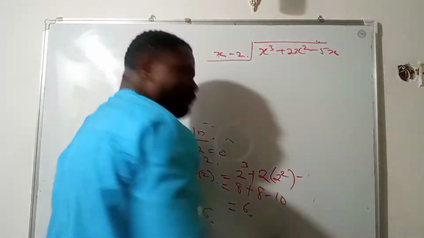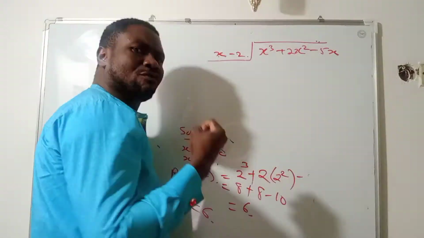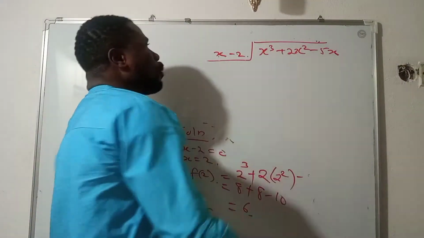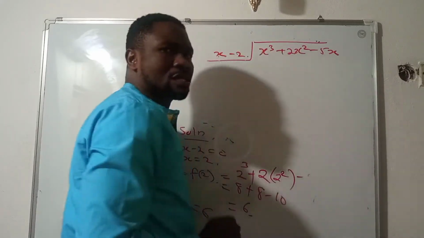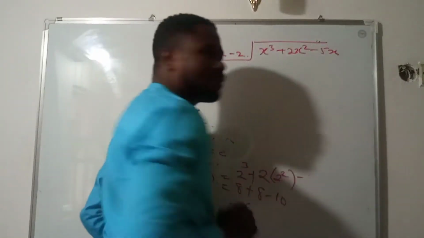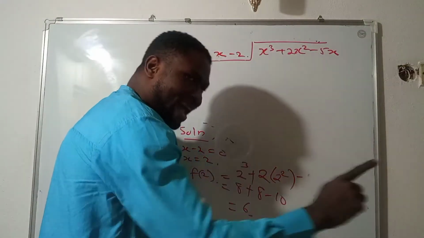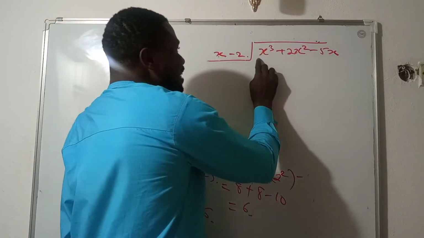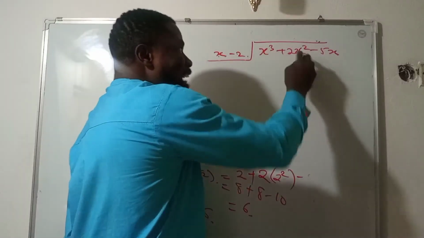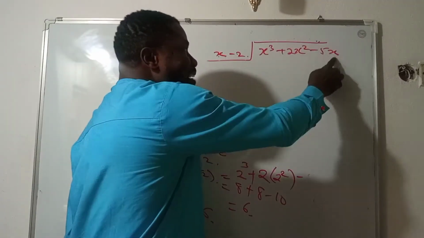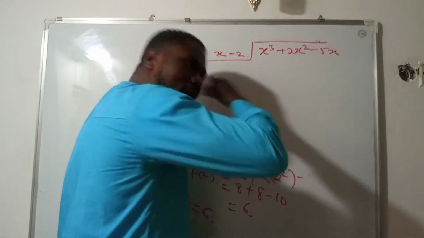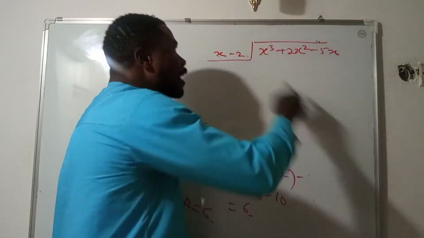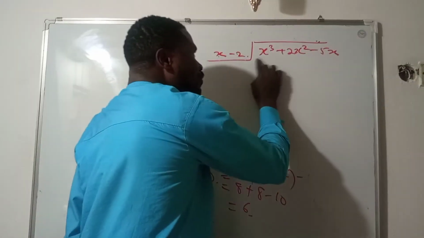And now I have to divide. But how do I go about the division? I will ask myself, what is the highest power of this? Or what is the degree of the dividend? The degree simply refers to the greatest power. You see that this x has power 3, this x has the power 2, this x has power 1. You agree with me that the highest power is 3, and it comes from this x.